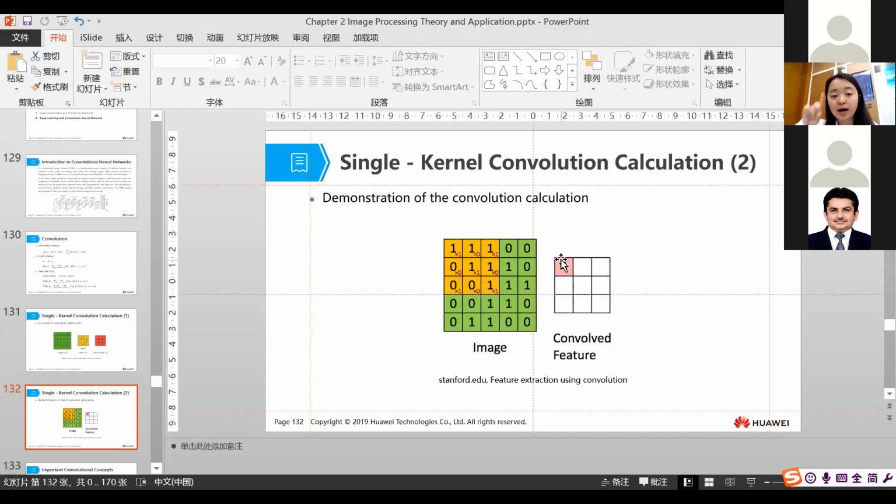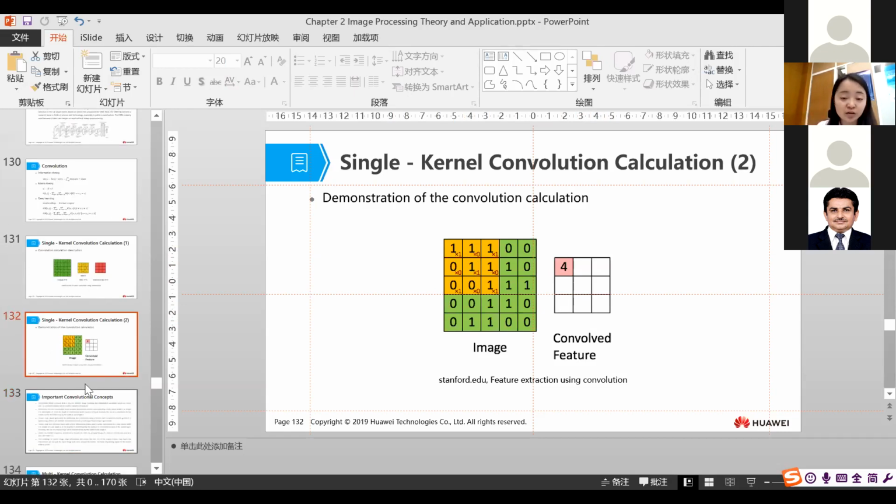This is one output, and the kernel will scan the entire image. So the output would be like a 3x3 matrix, and we always call this output a feature map. So that is a map that contains a lot of features. That is the kernel convolution.